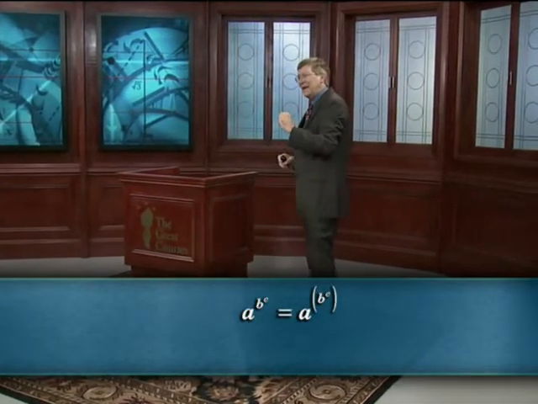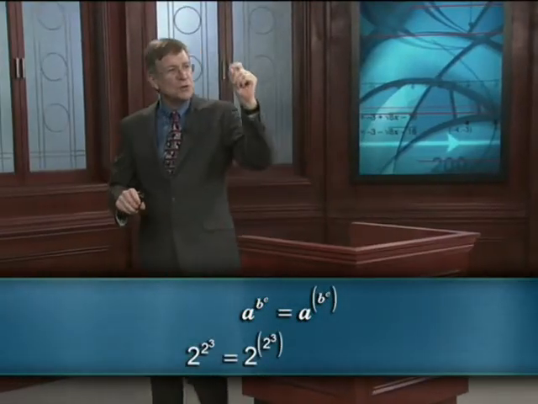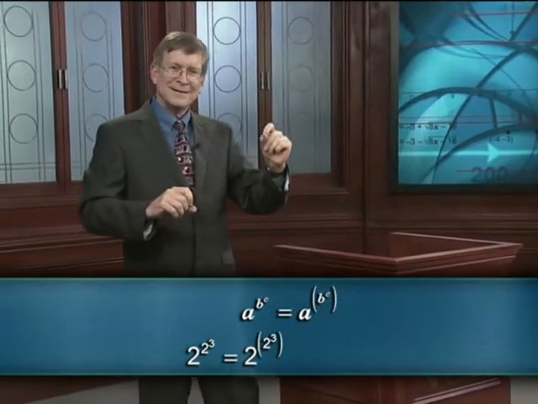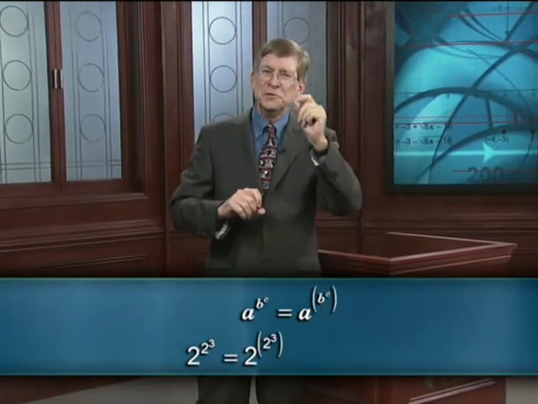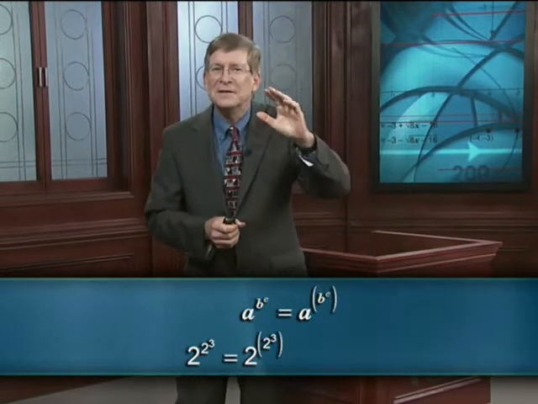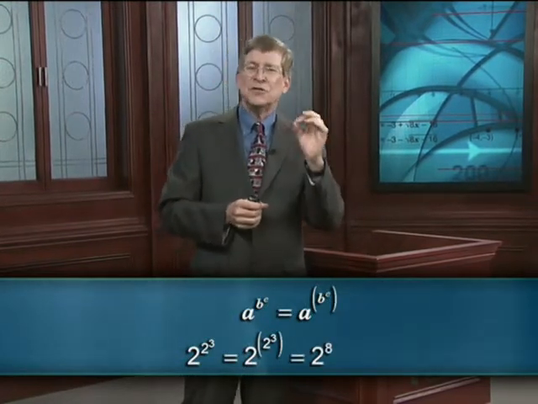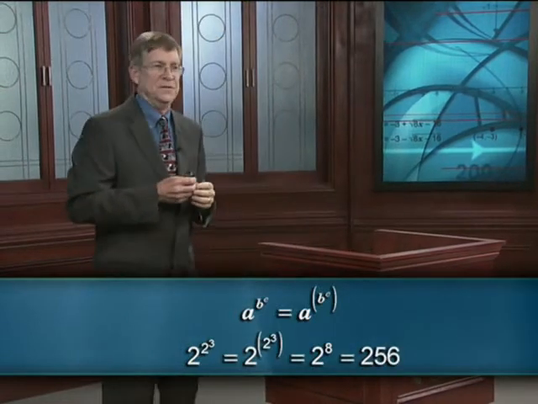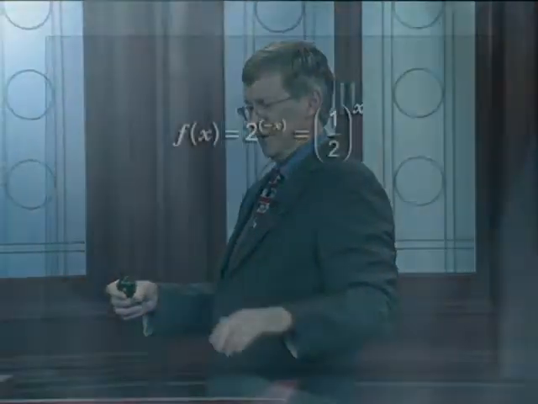Here's an example of that. 2 to the 2 to the 3. Wow, a tower of numbers. 2 to the 2 to the 3 means 2 to the power 2 cubed. 2 cubed is 8, so it's 2 to the 8th, or 256. Okay, that's just sort of a sidelight there, tower of exponents. And by the way, mathematicians have studied towers with 4, 5, 6, and more. They keep going up.